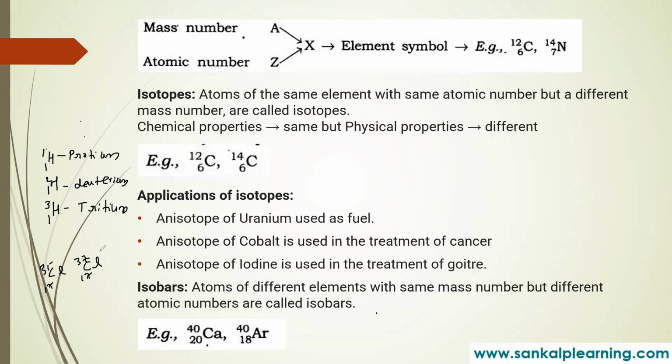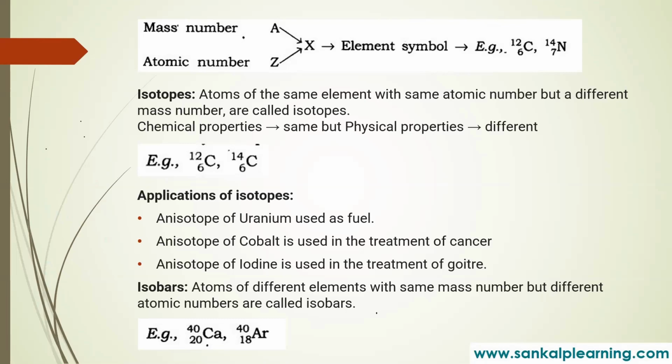Now where do we use isotopes? They are used as fuel in power plants. For example, in Karnataka, in Karwar Kaiga, we have a nuclear power plant. There we are using uranium isotopes. Using isotopes helps us generate electricity. This is used as fuel, like fuel for a vehicle. So uranium is used as fuel in nuclear power plants.